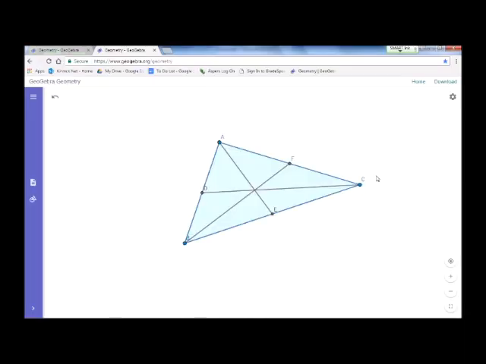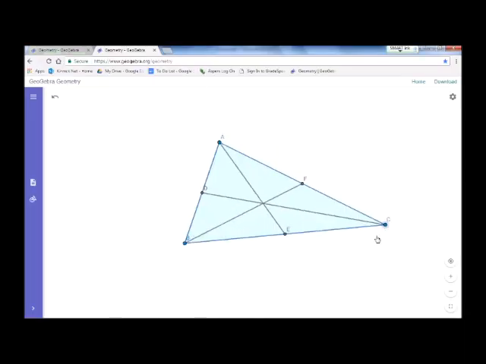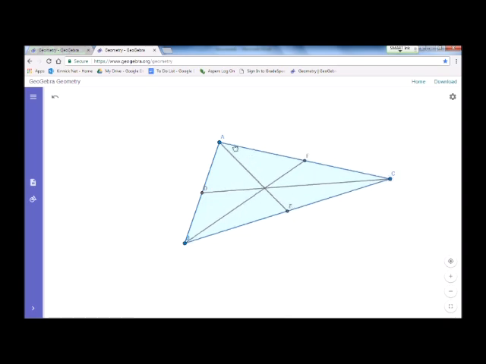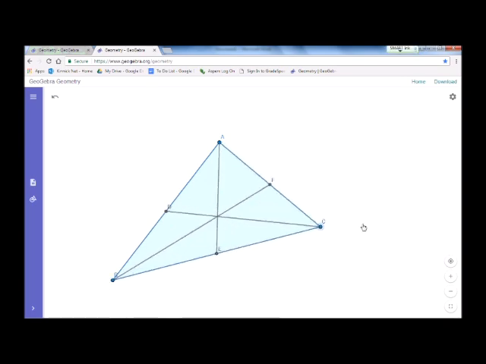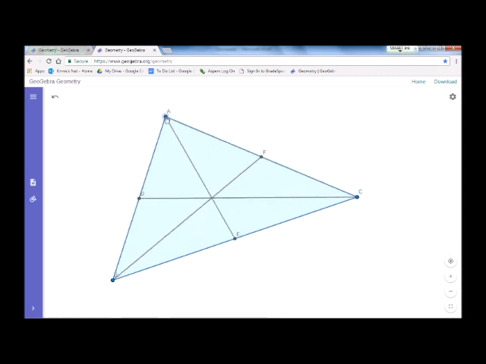Here's triangle ABC, and I have drawn in the three medians, meaning I've connected each vertex to the opposite midpoint. This point of concurrency right here is the centroid. The second property that we're going to prove is that this length from the centroid to the vertex is twice as long as the distance from the midpoint to the centroid. Again, this point right here is called the centroid. All right, let's work on the proof.